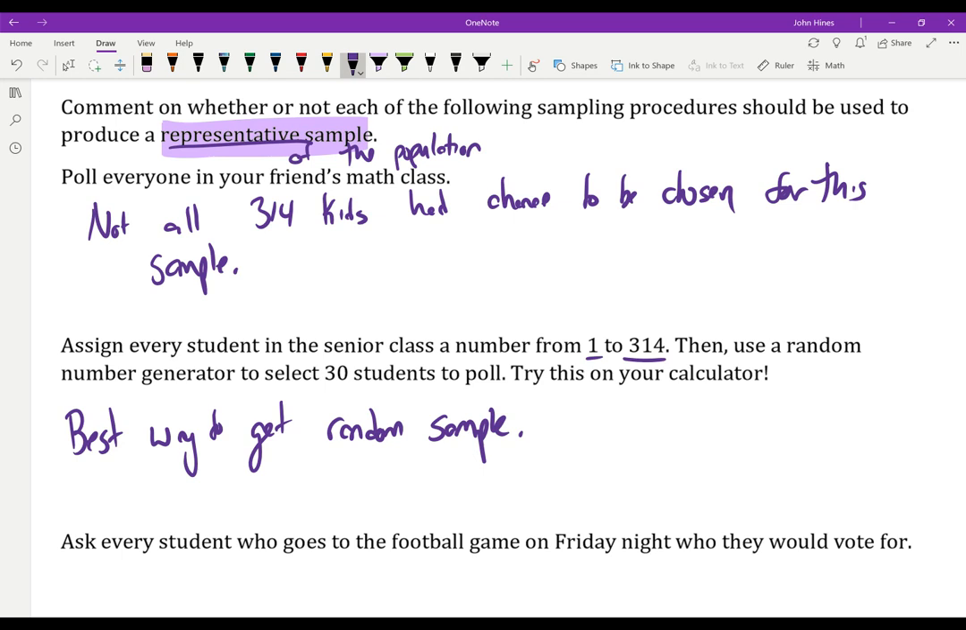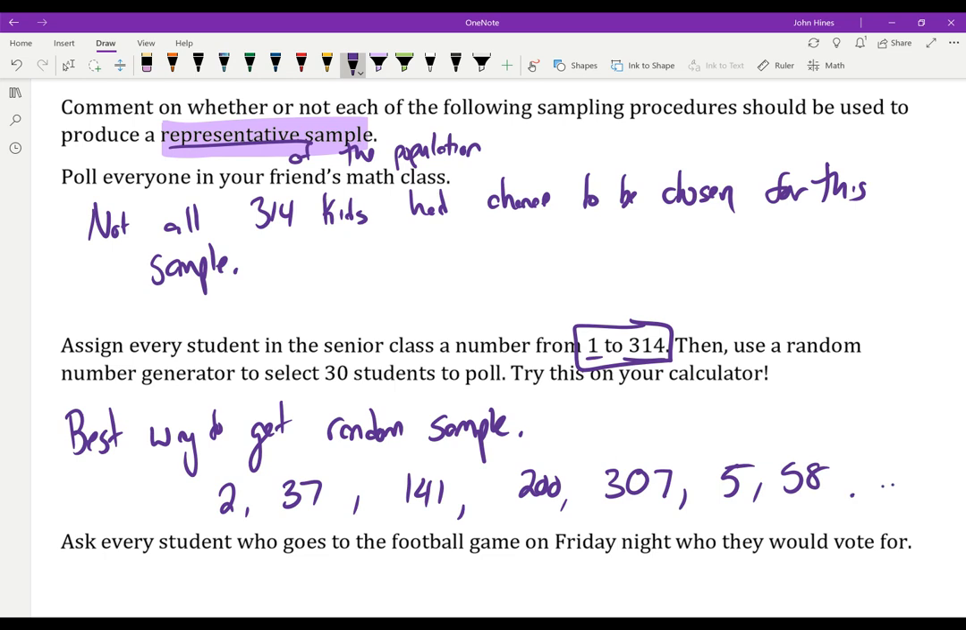I actually don't have my calculator sharing right now, so I forgot when I set up the recording to let my calculator show. But our calculator can spit out random numbers. It would say 2, 37, 141, 200, 307, 5, 50, and go on to give me 30 numbers, and then I'd go ask those kids. So this is the best way to get a random sample that's representative, because everyone has an equal chance of being in the sample.